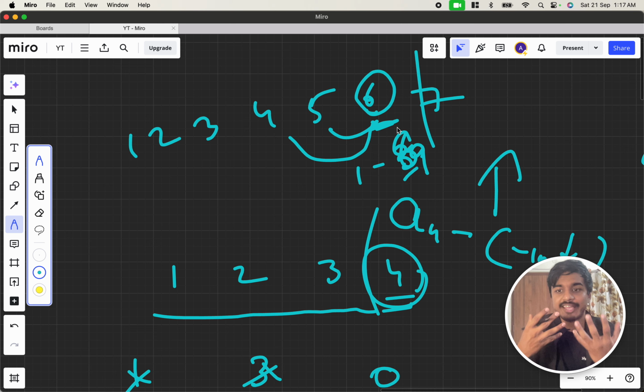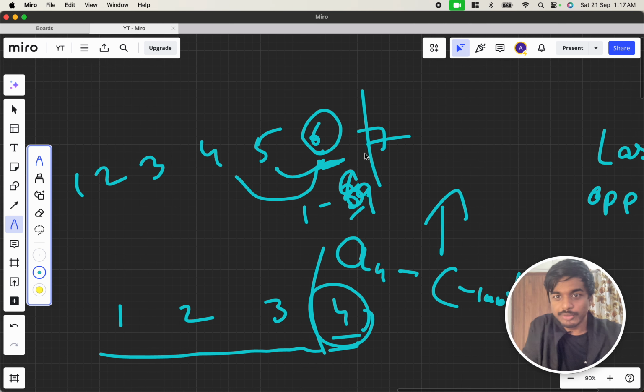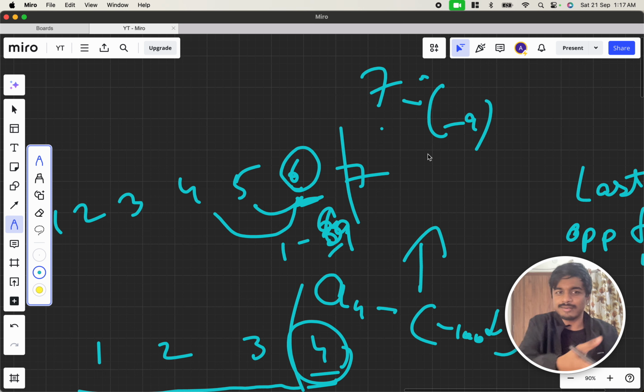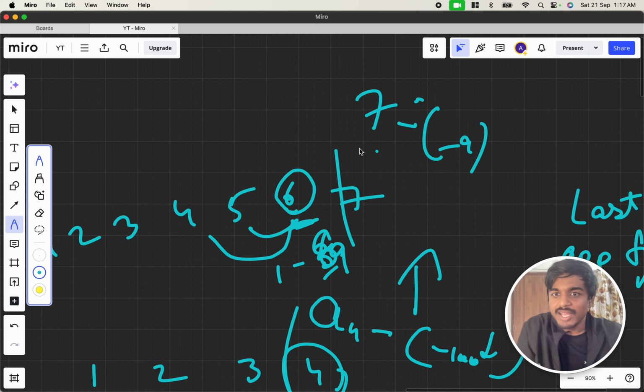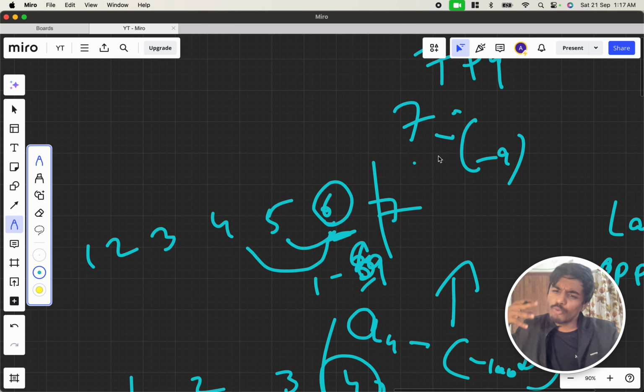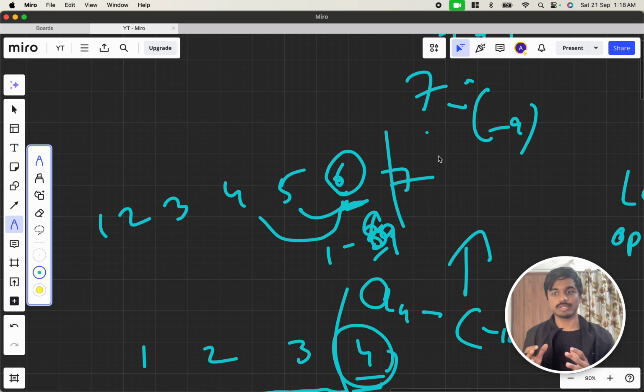Now once I get everything on the left, I'll take the last number, that is 7. Now you have to subtract from any of the previous numbers. 7 minus, what is the value I got? Minus 9. Whatever value comes, it will be a very high value, that is 7 plus 9. This will be the maximum value that is possible.